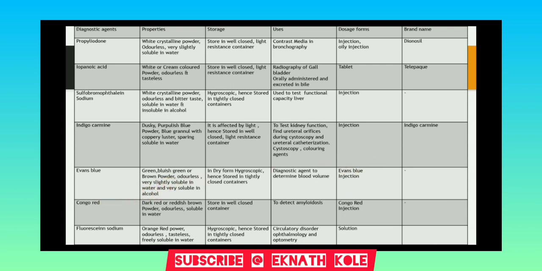Then let's see Congo red. Congo red is a dark red, reddish brown colored powder. It is odorless and soluble in water. It is stored in a well closed container and is available in the form of injection. So Congo red injection is available. Then let's see the last example of a diagnostic agent, which is fluorescein sodium. It is an orange red powder, odorless and tasteless, but freely soluble in water. This fluorescein sodium is hygroscopic in nature, hence it is stored in a tightly closed container. It is available in solution form.